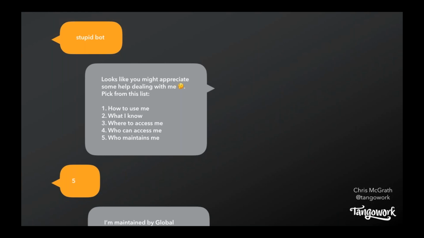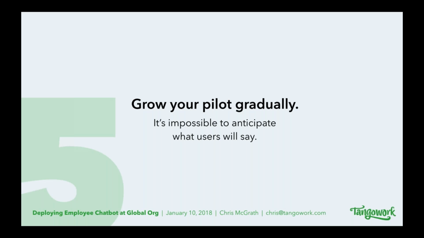So the fifth thing we learned, and we talked about this earlier, is the importance of growing your pilot gradually. Because it's impossible to anticipate what users will say, no matter how much upfront brainstorming and content work you've done, users are going to ask the chatbot things that you never imagined. So at Citadel, they initially launched at 10 employees, then 20, then 50. We carefully monitored every conversation transcript, noting where the chatbot succeeded and where it failed. And whenever it failed, we either trained the AI to handle the user input or we added the missing content. And by the time we launched to all employees, the chatbot could correctly handle most anything.